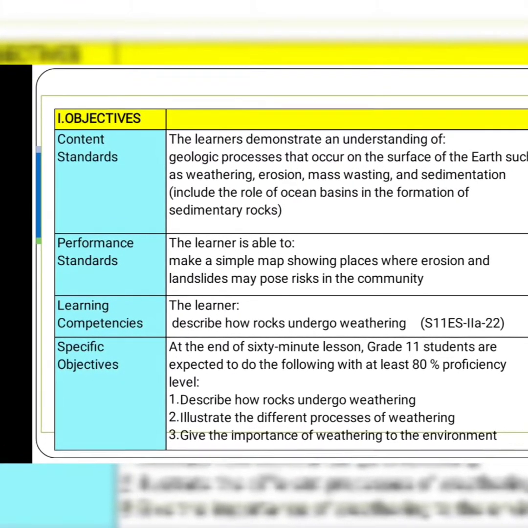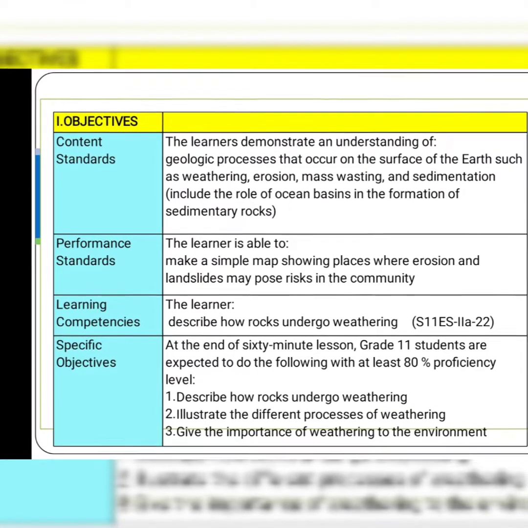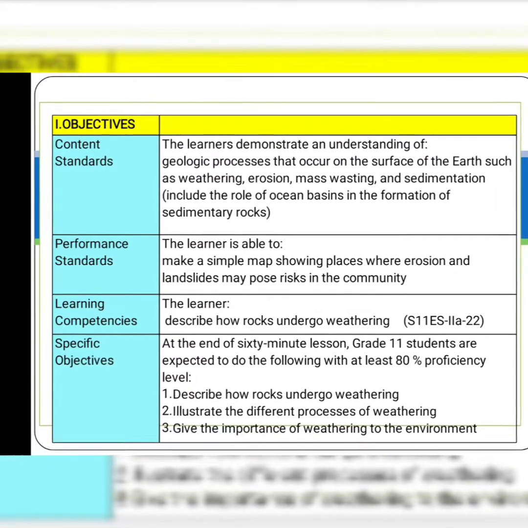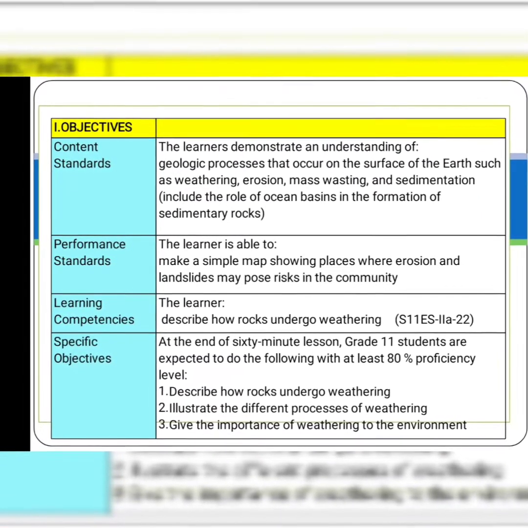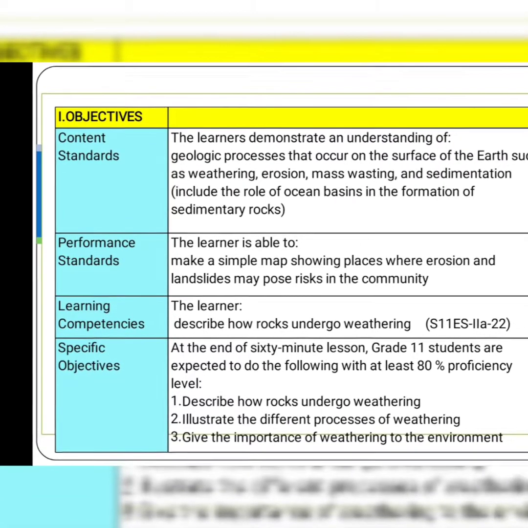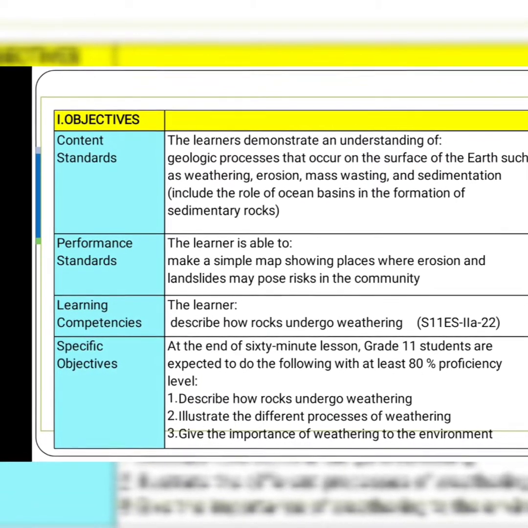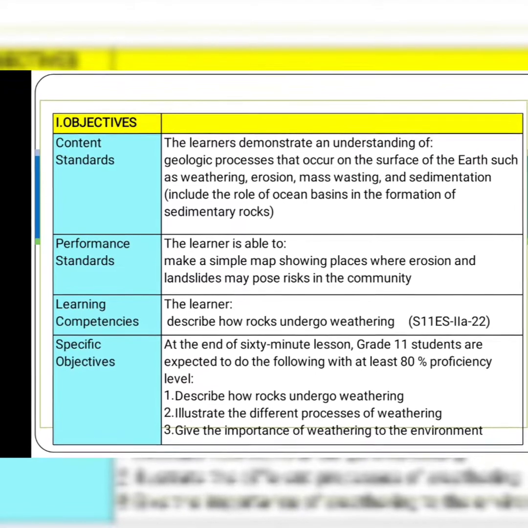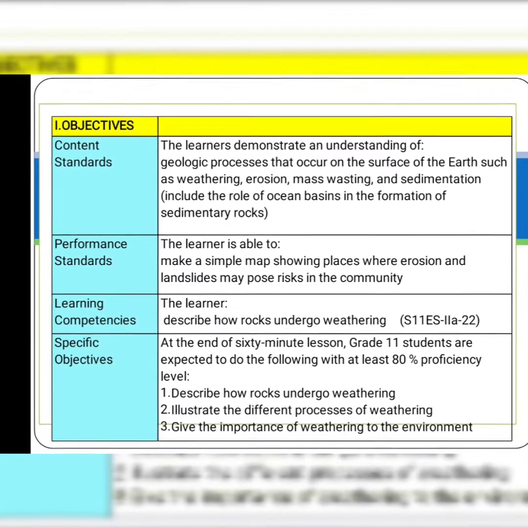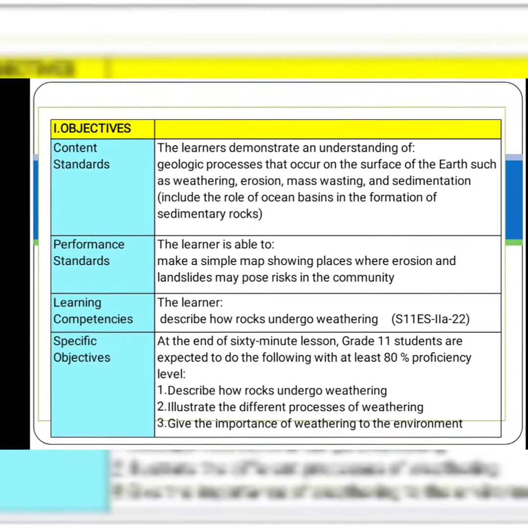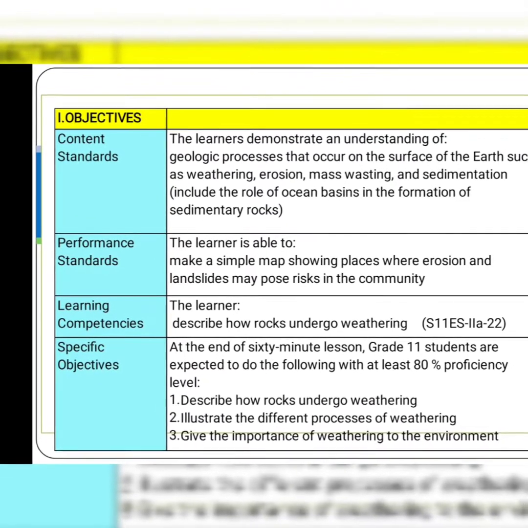So what is the importance of getting the standards from the curriculum guide? The curriculum guide is like a Bible to the teachers. It guides the teachers on the content or the subject matter that they're going to teach.